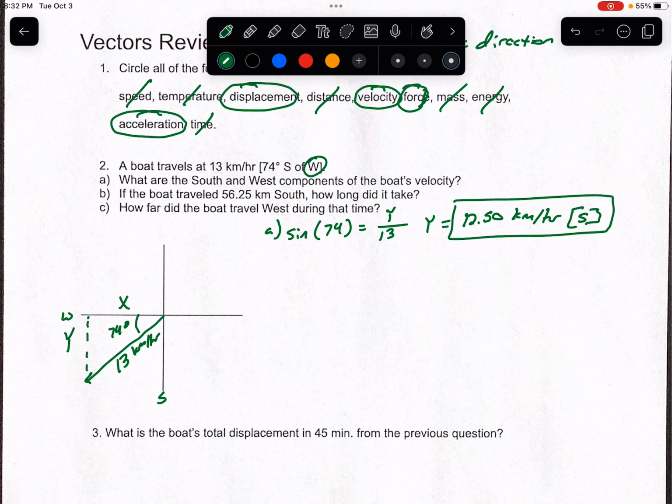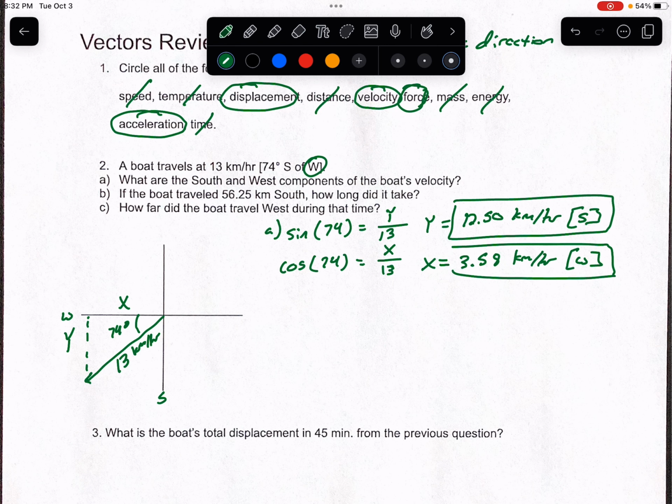Then we're going to find our adjacent, so that's our x. We use cosine to find our adjacent. So cosine of 74 equals x over 13. Multiply both sides, and you should get an x velocity of 3.58 kilometers per hour, and that is going west. So there are your components right there.